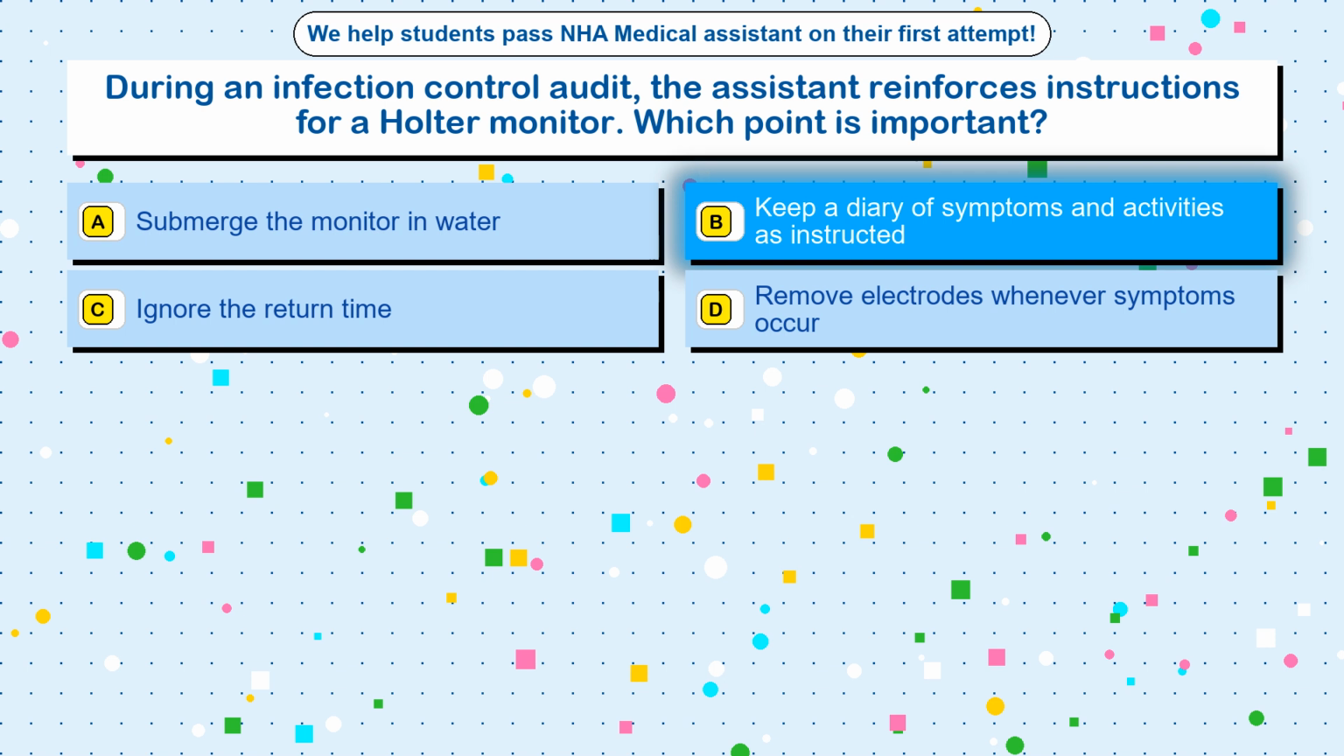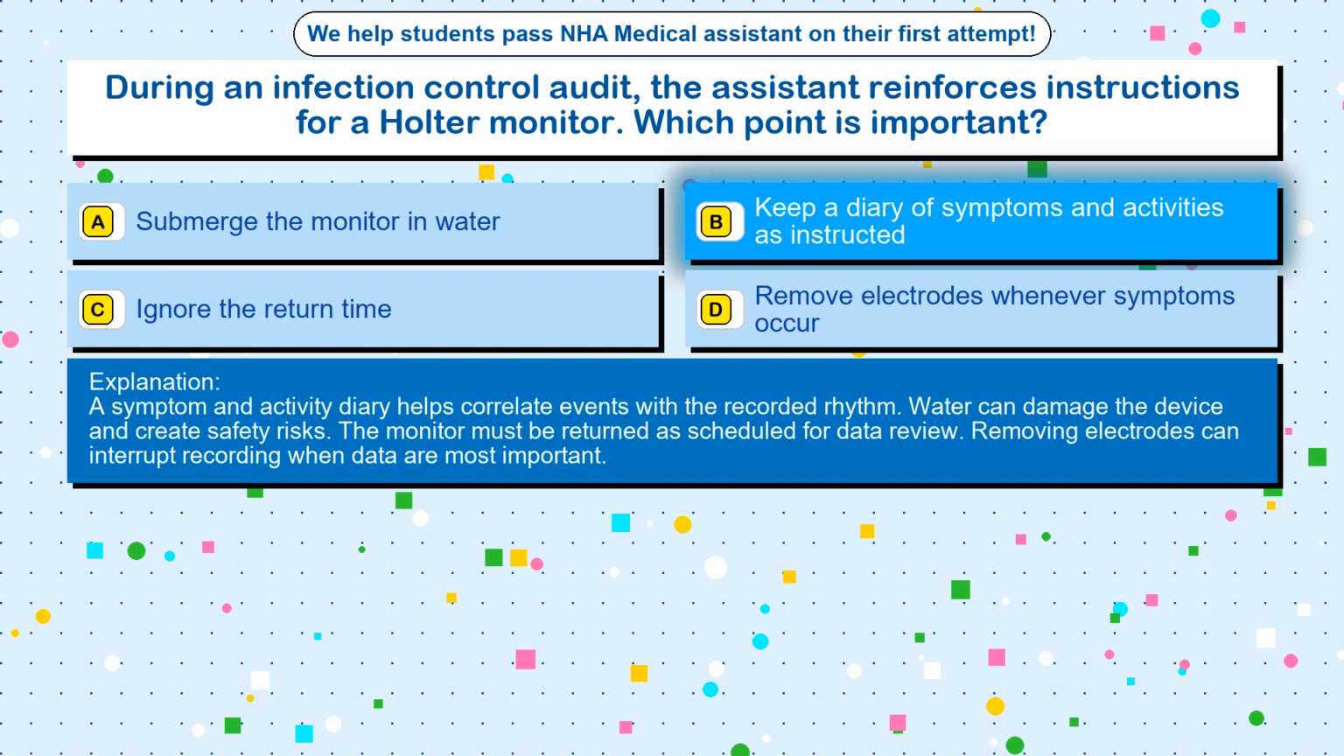Keep a diary of symptoms and activities as instructed. A symptom and activity diary helps correlate events with the recorded rhythm. Water can damage the device and create safety risks. The monitor must be returned as scheduled for data review. Removing electrodes can interrupt recording when data are most important.